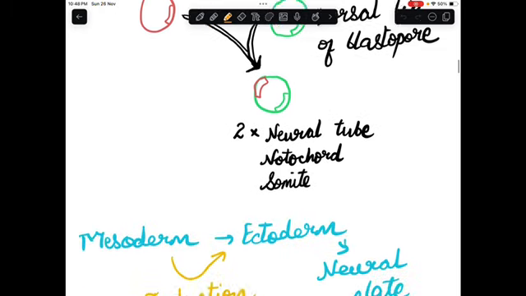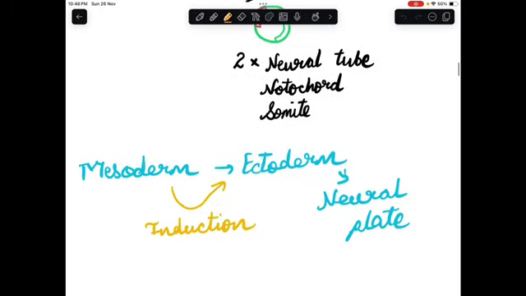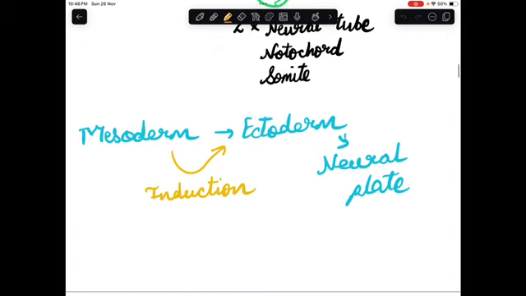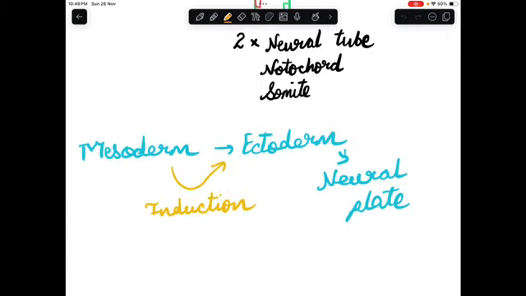This study demonstrated how induction, a process by which cells of one tissue direct the development of neighboring tissues when the two come into proximity, is very important for the development of the nervous system. So from this experiment, we realized how important the process of induction was to the formation of the neural plate.